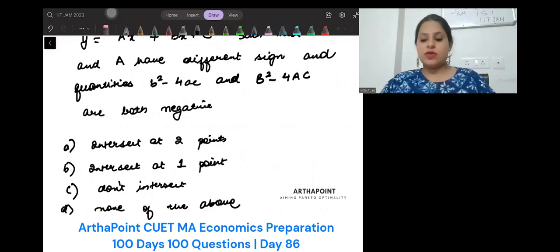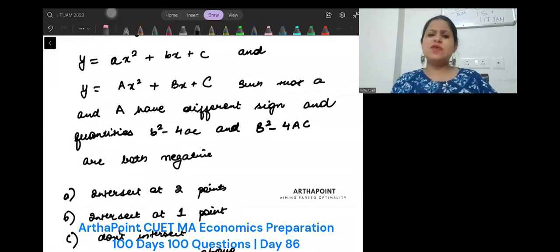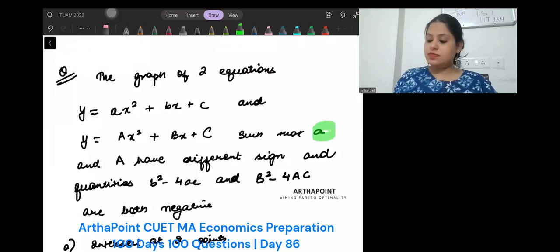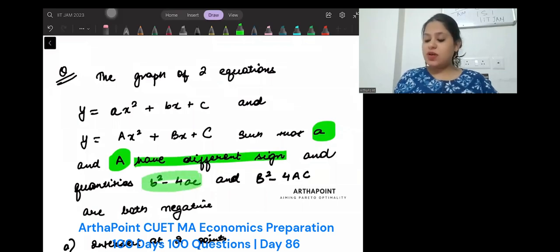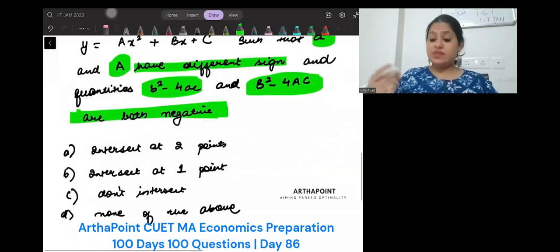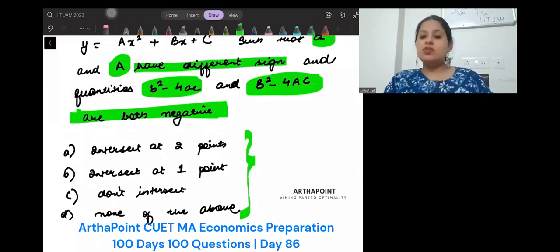Try to think about this kind of question. Try to also think that b squared minus 4ac is actually the value of the discriminant, right? It wants that small a and capital A will have different sign. But it also wants that b squared minus 4ac and B squared minus 4AC should be negative. And then it is asking you which of the following is true. So think about it. It's a very easy question actually. Just use your discriminant knowledge and try to solve this question. Okay, thank you.